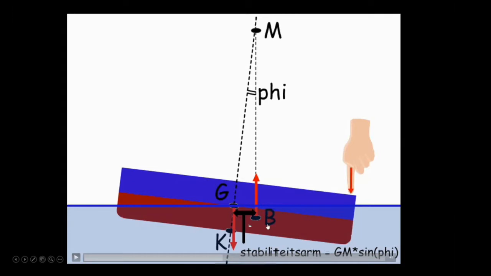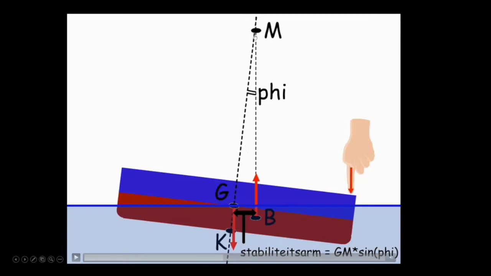you will see that the 3 points crossing in the metacenter height. And what is going to happen is, because the B is upwards and the G is downwards, this creates a moment between the two forces. And this moment is what we call the stabilizing moment.